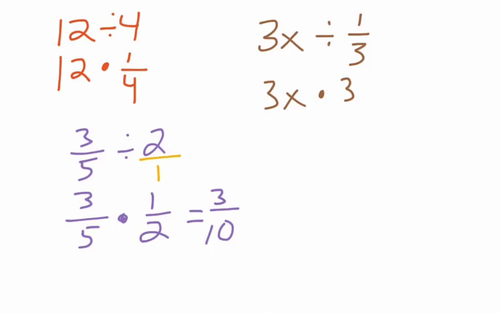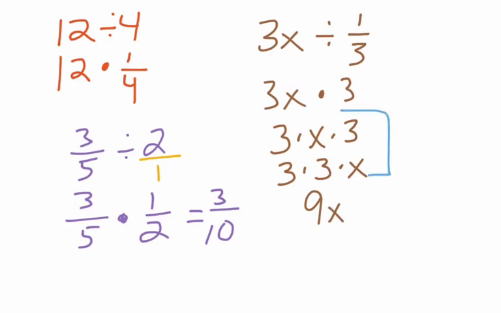And now we can do this out. 3x times 3, just a quick little review here. That's 3 times x times 3, and because it's multiplication, you can multiply in any order you want. You can switch the order, which gives you 9x. Nobody typically does that. You would just do 3 times 3 and jump right to the 9. Let's look at one more.